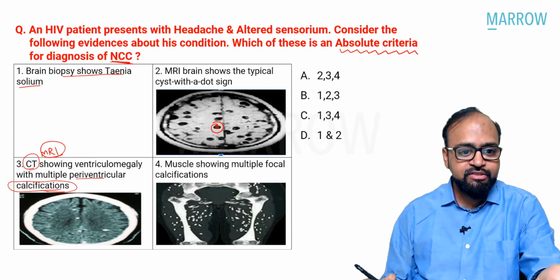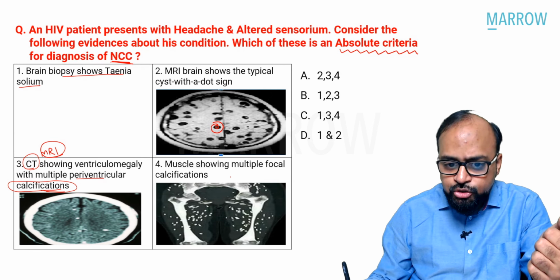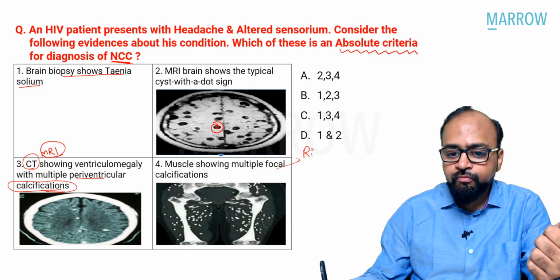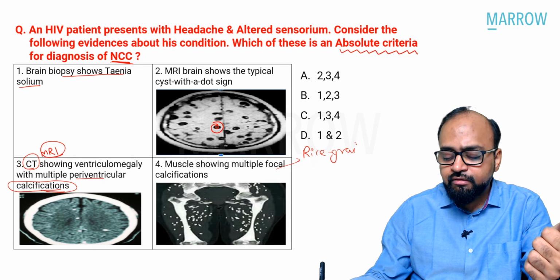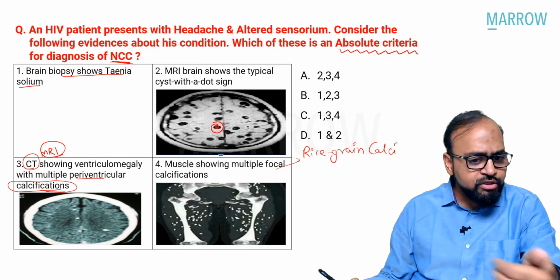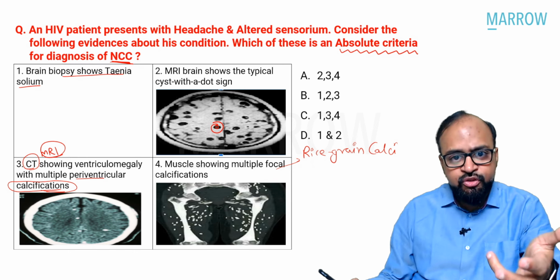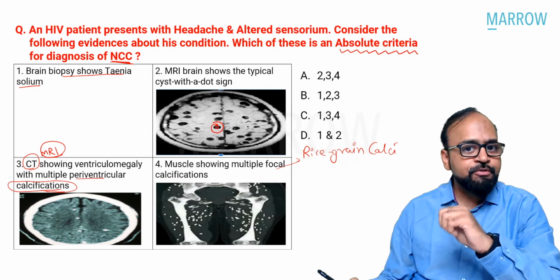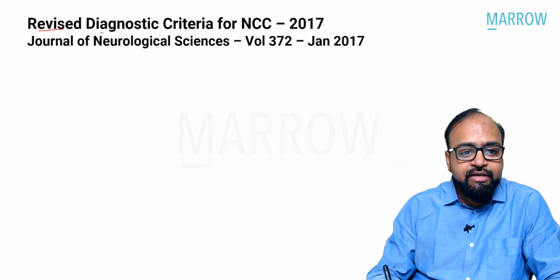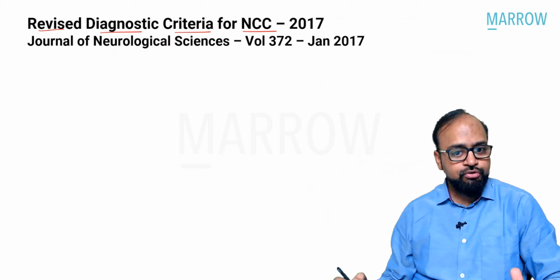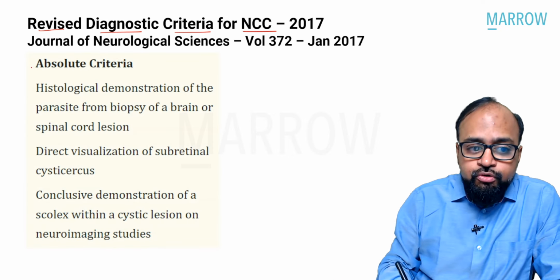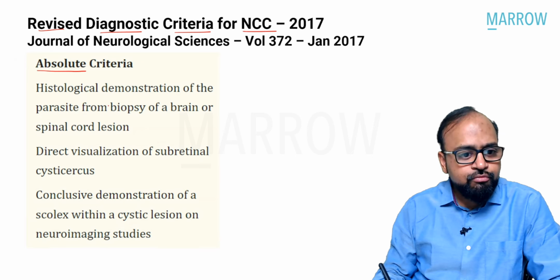Over time, the NCC will get calcified. Muscle showing multiple focal calcifications. These calcifications are what is called the rice grain calcifications. Now, though we've seen that all these 4 options may be seen in neurocysticercosis, which of these is an absolute criterion? Well, this question specifically refers to the revised diagnostic criteria for neurocysticercosis. This was published in one of the Journal of Neurological Sciences. The question was about the absolute criteria, isn't it? So what are the absolute criteria?